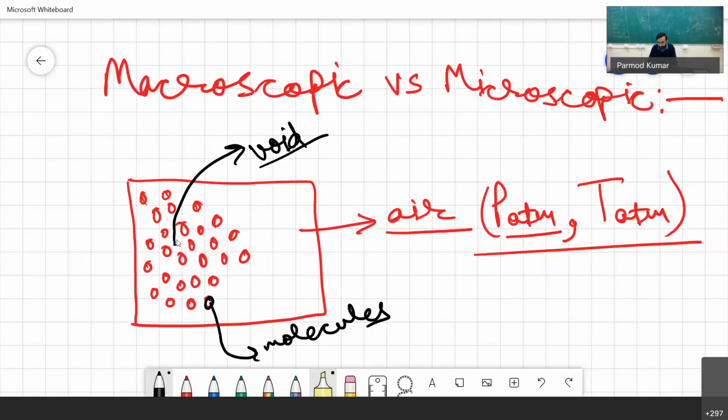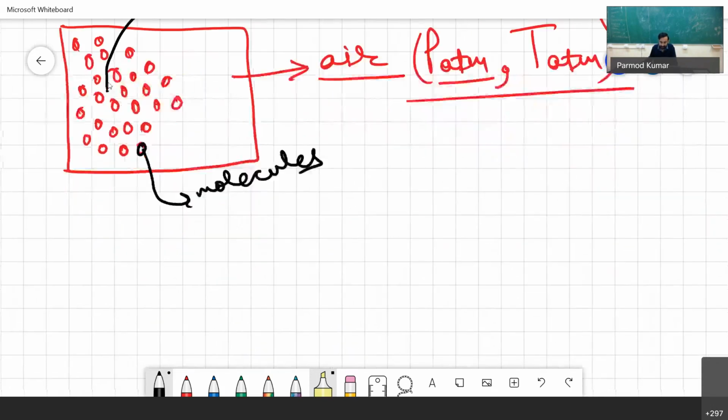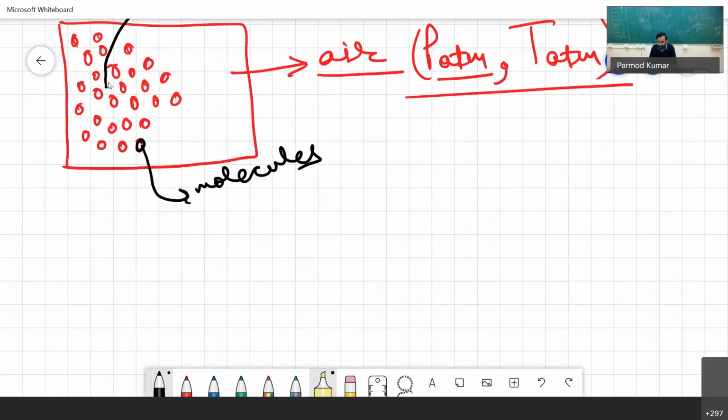This is what happens when we are studying the system from the molecular point of view. We have a number of molecules, and some void spaces in between the molecules. It means the system is not a perfect continuum. Under this situation, if we are studying the system by considering the behavior of each and every molecule, that type of study is considered the microscopic or molecular point of view.